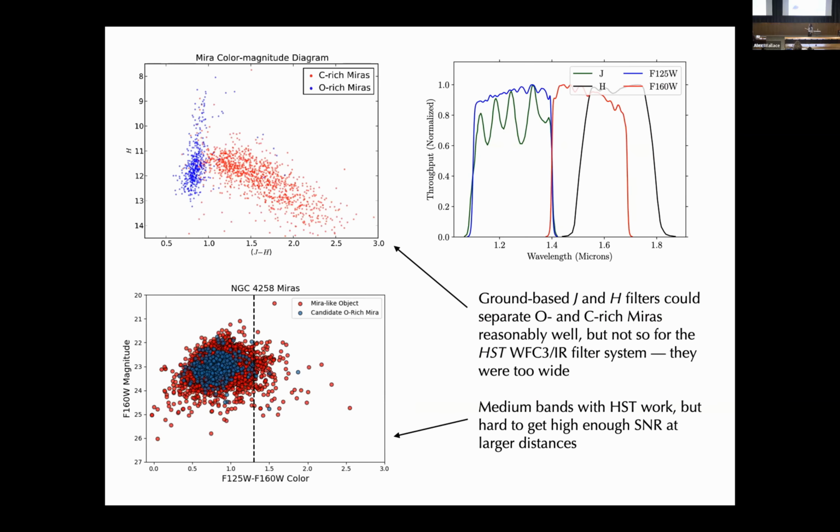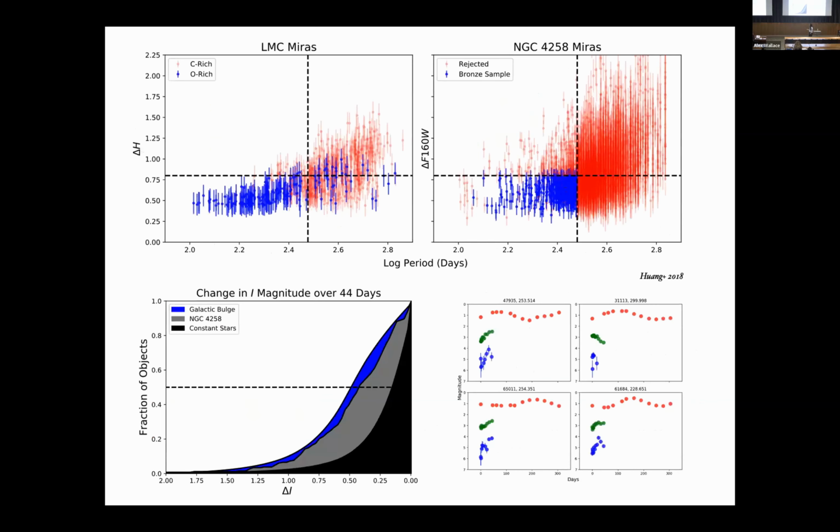Oh, and as Martha Boyer mentioned, medium bands with HST are great for separating these types of stars, but unfortunately with medium bands, you just have difficulty getting enough signal to noise at the distances that we're looking at, which are really pushing how far you can see resolved stellar populations.